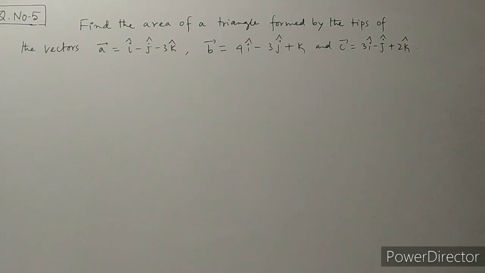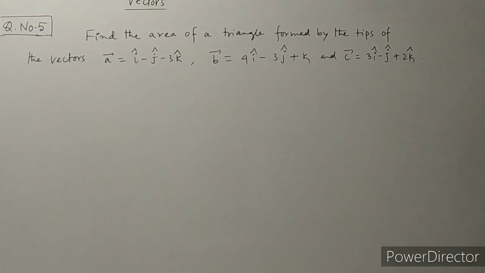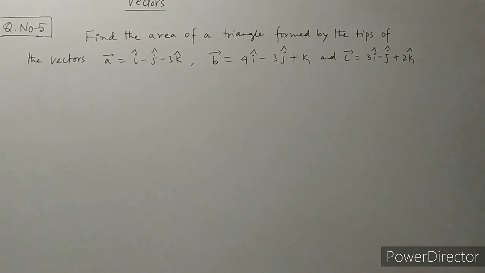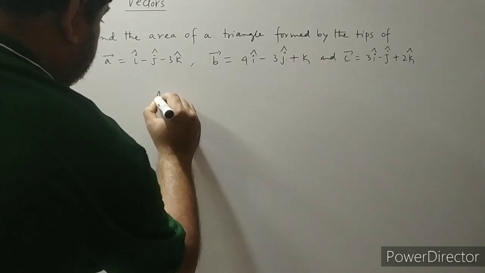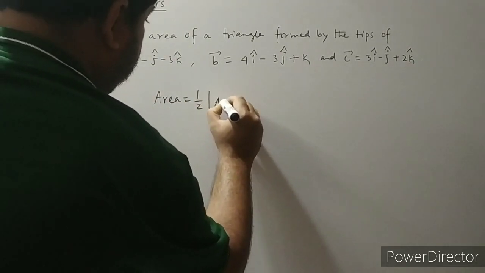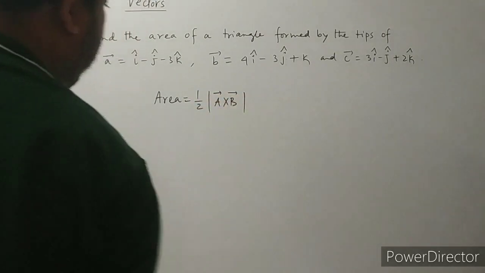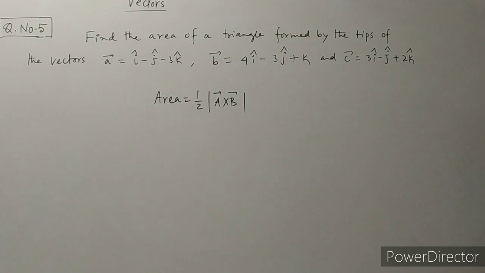So in question number 5, it is given, find the area of the triangle formed by the tips of the vectors A vector given, B vector given, and C vector given. So find the area of the triangle. What was the area of the triangle formula? Area was half mod A cross B. This was our formula for the triangle.